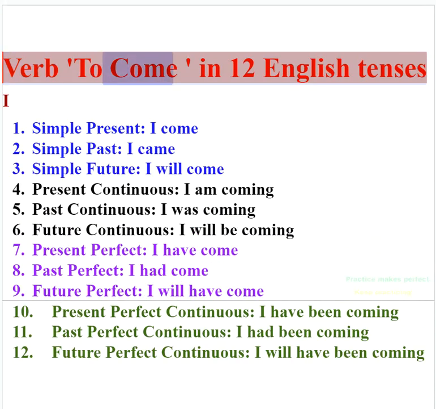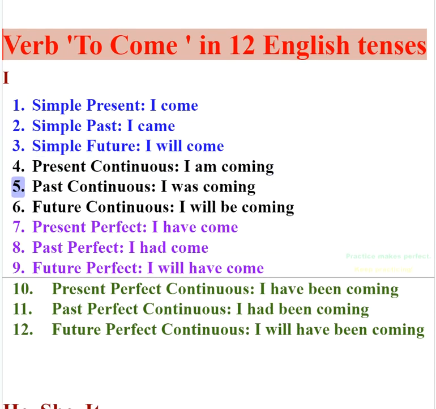Verb to come in 12 English tenses. 1. Simple present, I come. 2. Simple past, I came. 3. Simple future, I will come. 4. Present continuous, I am coming.